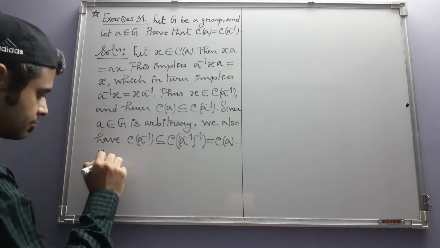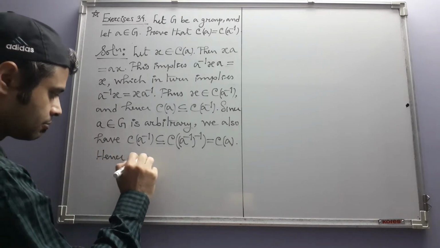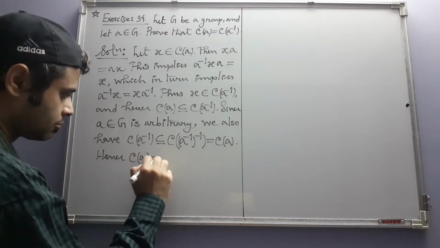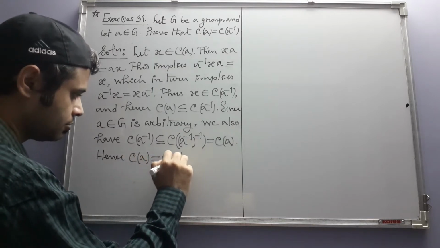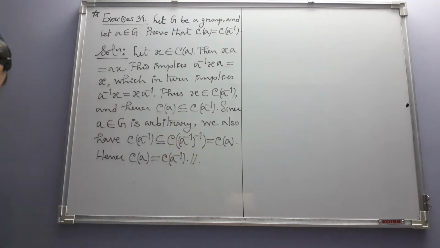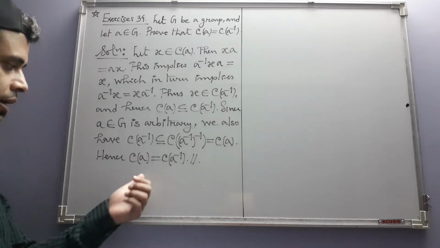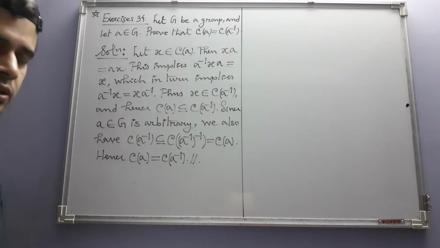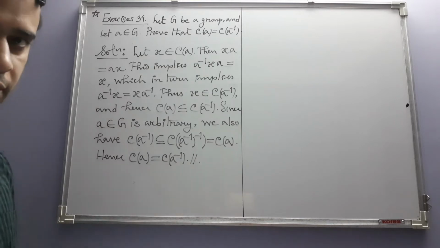Hence CA is equal to CA inverse. So the elements that commute with A are precisely also the elements that commute with A inverse.